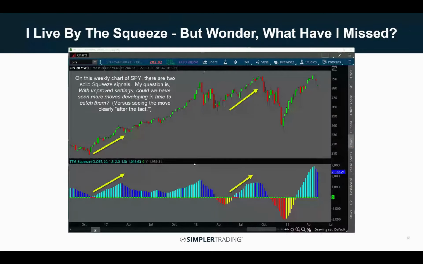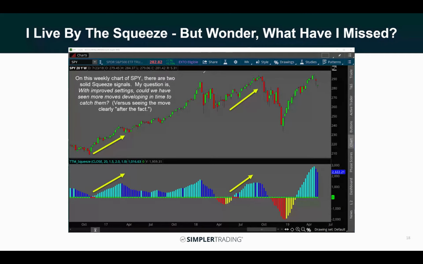So obviously at this point, you probably realize that I really, really do like the squeeze. Squeeze is awesome. And I started to ask myself, what have I missed? I've sat with the same settings for this long. What have I missed in terms of the squeeze?